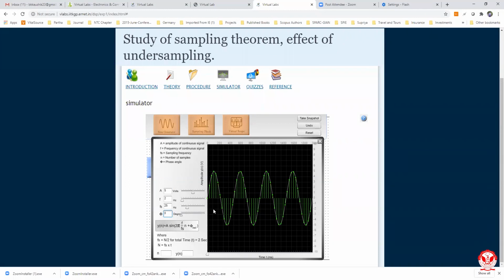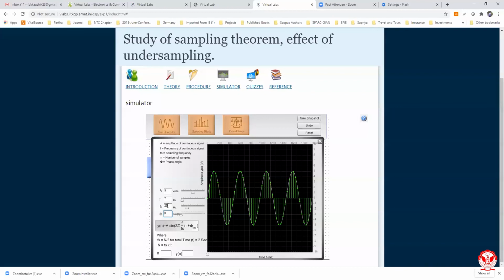So what is the purpose of sampling? Because we have to change the analog signal into the digital signal. So for this purpose, we are taking the samples here. In this process, we are taking samples out of a continuous signal. So these samples are intended to reconstruct the original signal. The original signal has a frequency of 2 Hz only.